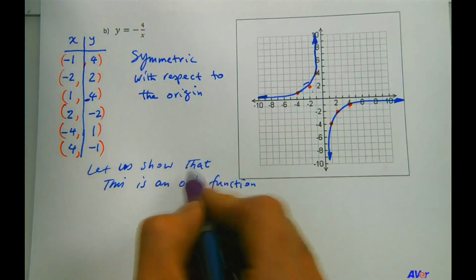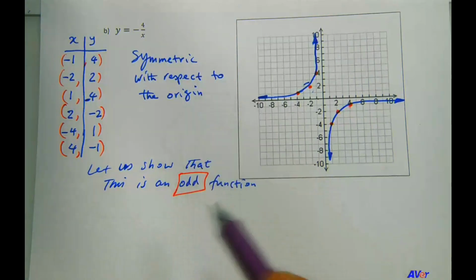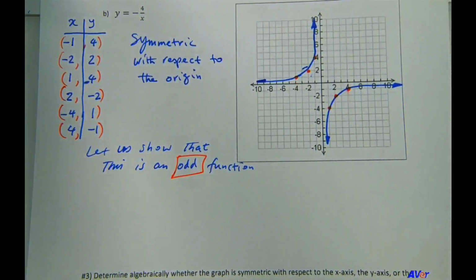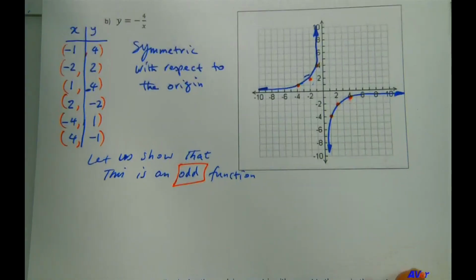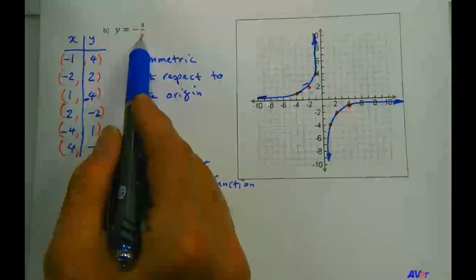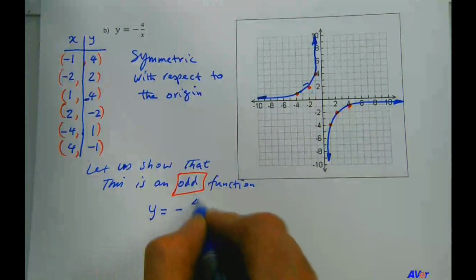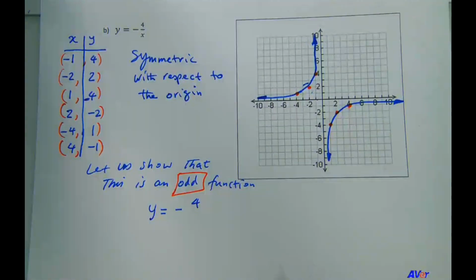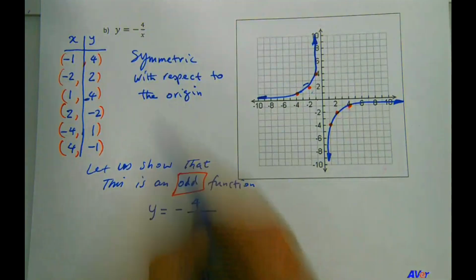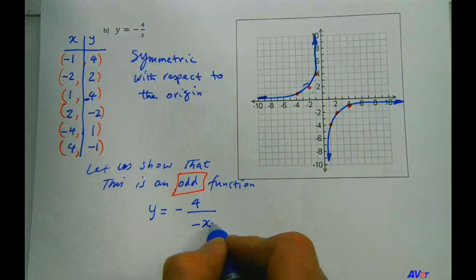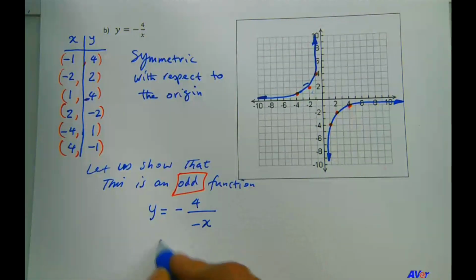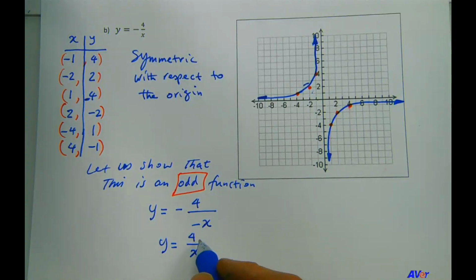And the emphasis is on odd, because odd functions are symmetric with respect to the origin. So let's replace x with negative x. y equals minus 4 divided by, instead of x, negative x. Right? What do we end up with? We end up with y equals positive 4 over x.